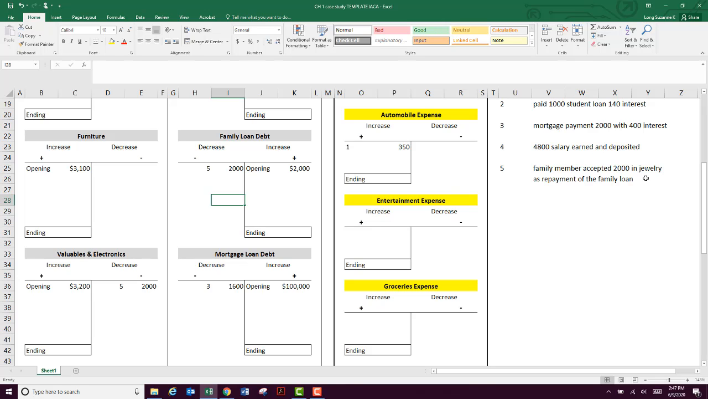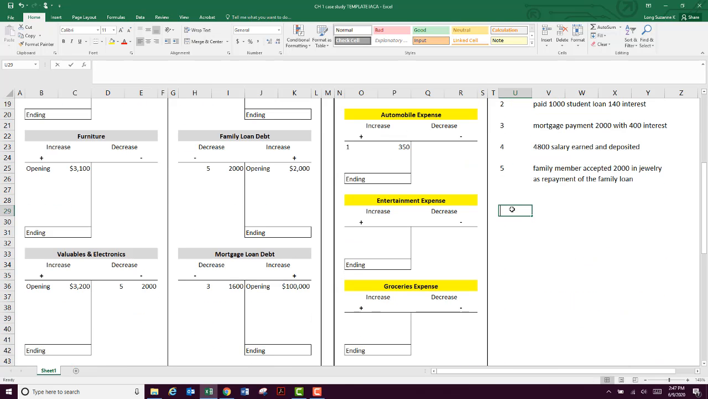Family member accepted jewelry. That's here. Repayment of the loan. That's here. Check your left and your right. Oops. Left and right. So for number 5, functionally we got a 2,000 on the left and a 2,000 on the right. So we're good.